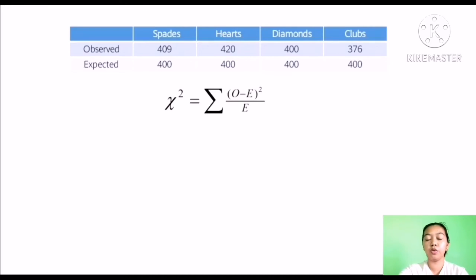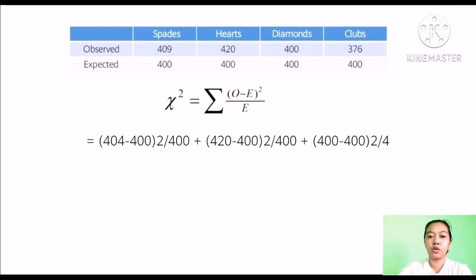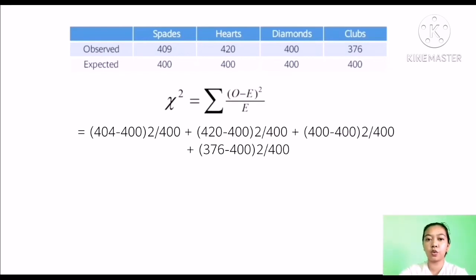Now we are going to compute our chi-square. We have already put on a table our observed and expected frequencies. And remember our formula: chi-square is equal to the summation of the observed minus expected frequency squared divided by the expected frequencies. So now let's compute our chi-square. 404 minus 400 squared divided by 400 plus 420 minus 400 squared divided by 400 plus 400 minus 400 squared divided by 400 plus 376 minus 400 squared divided by 400.